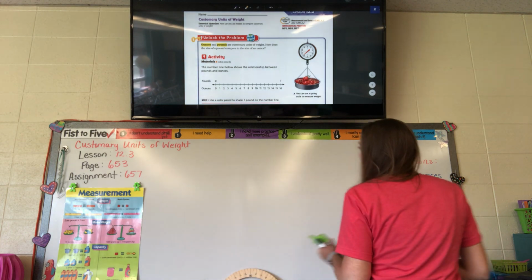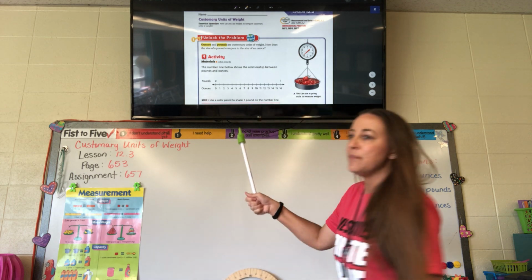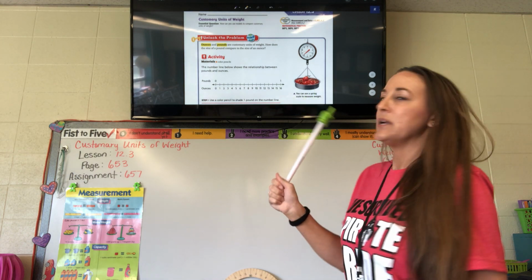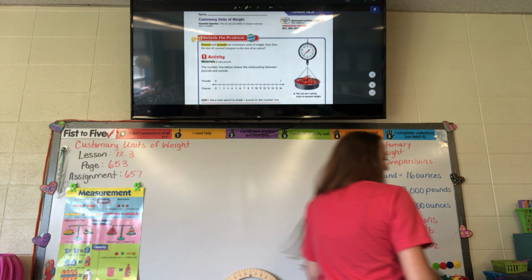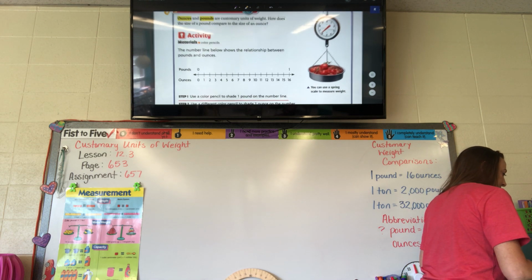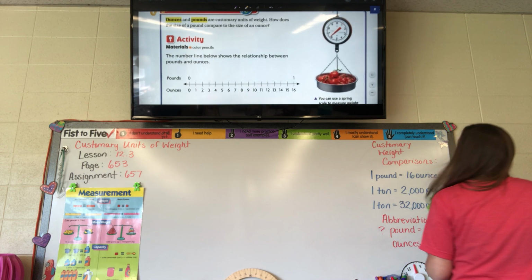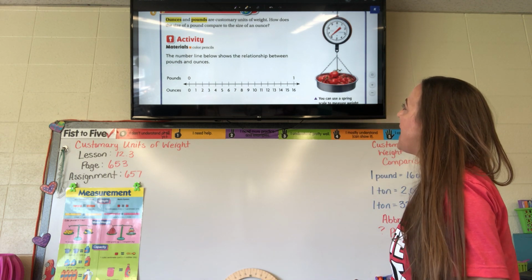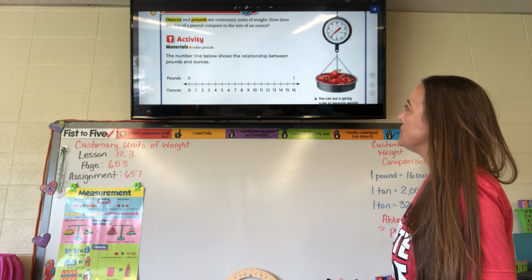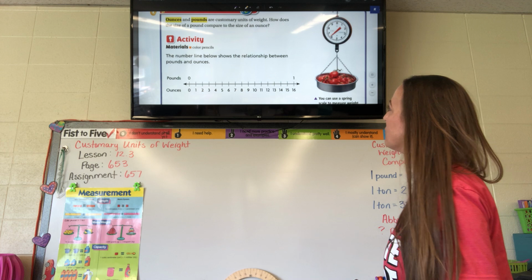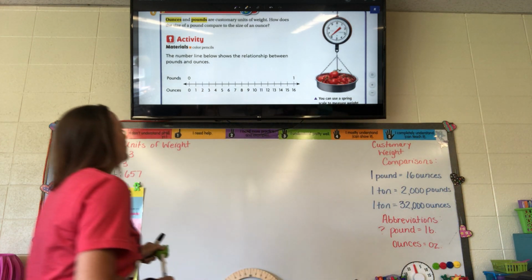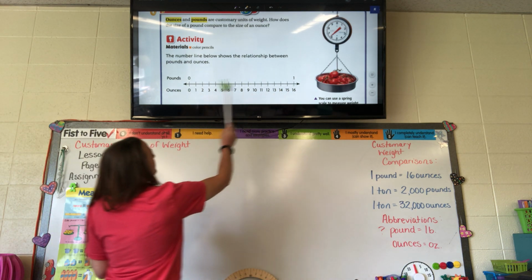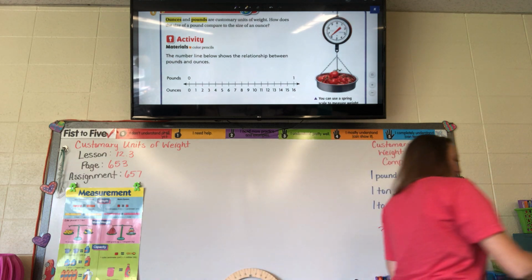Okay, so let's get started. 653, customary units of weight. How can you use models to compare customary units of weight? Okay, so here we go. Ounces and pounds are customary units of weight. How does the size of a pound compare to the size of an ounce? So we're not going to do the colored pencils part. It just wants you to see that in 1 pound there are 16 ounces.